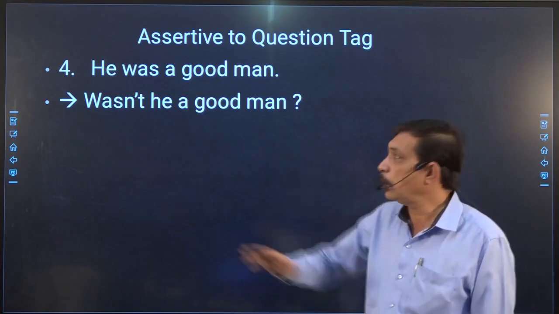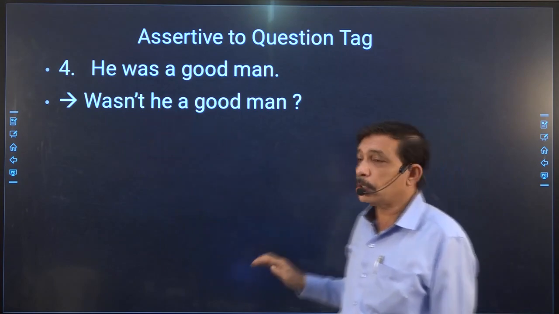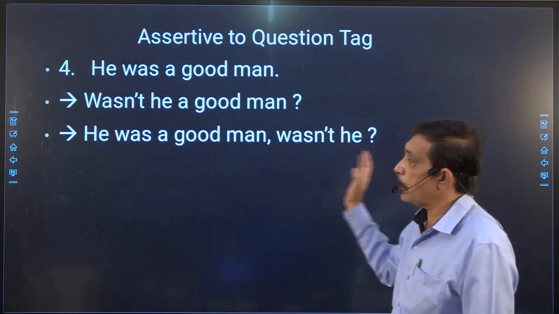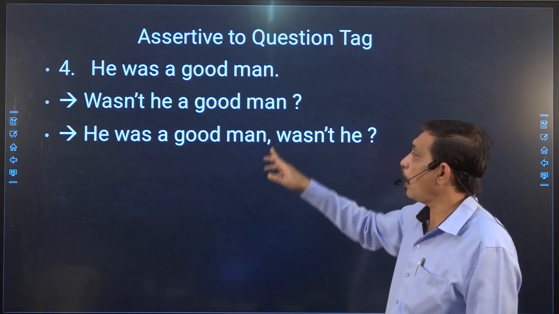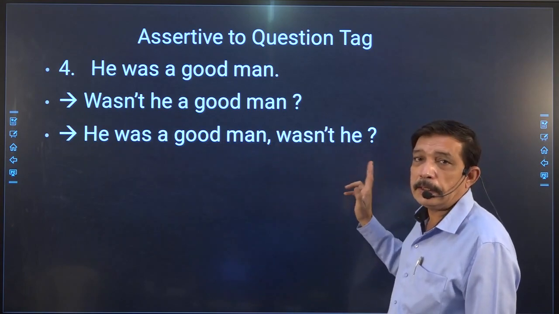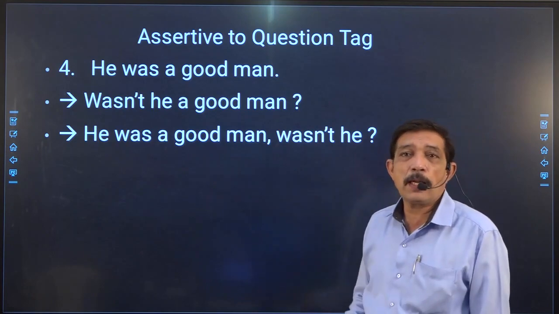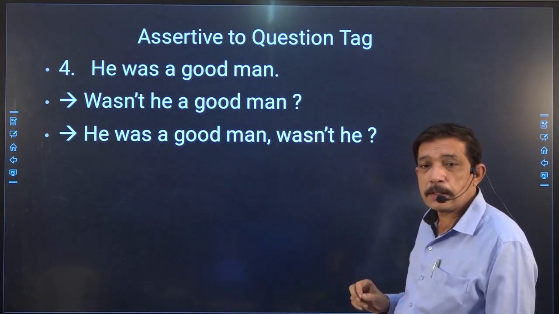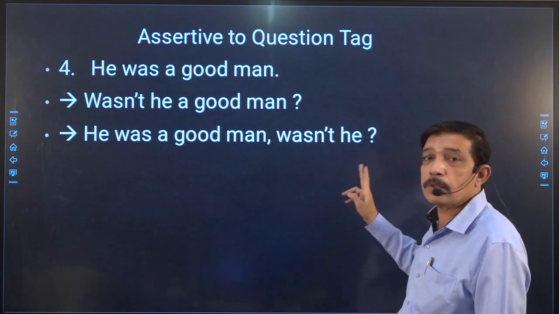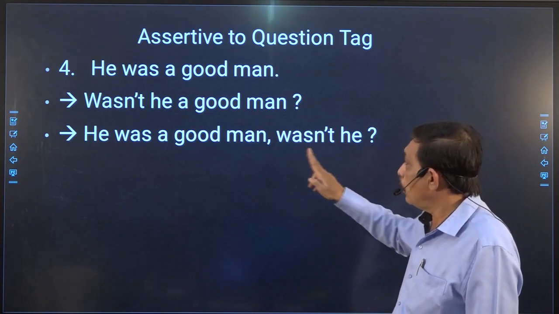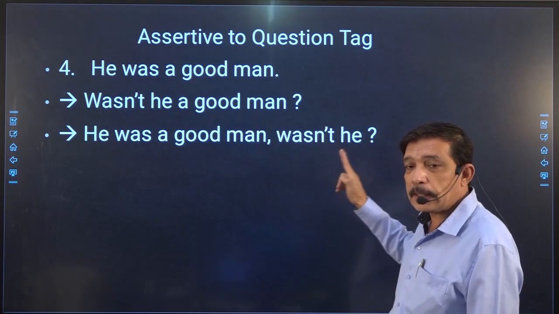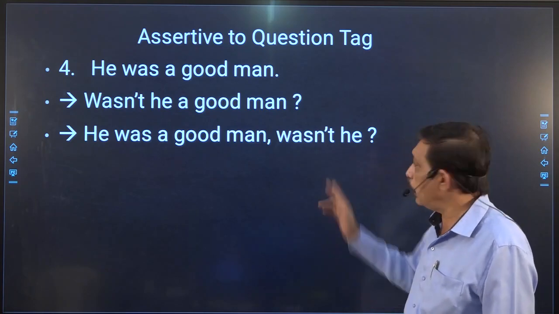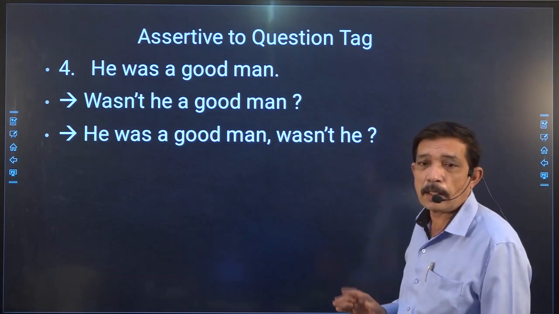The same thing, that means wasn't he, is going to be added to the sentence. We keep the sentence as it is, he was a good man, comma, wasn't he, yes, because was is there and negation is not there, so we will use was as it is, the helping verb, and we will use negation with it. First the helping verb, negation, and then the subject with a question mark at the end. This wasn't he is the question tag that we form.